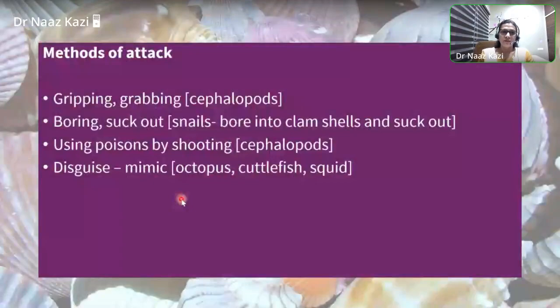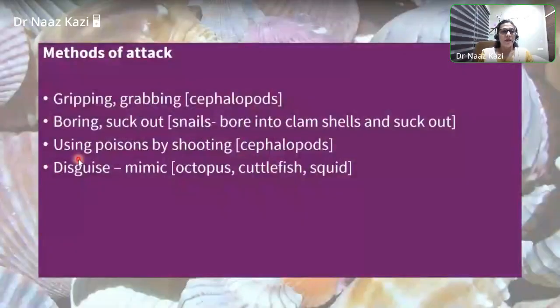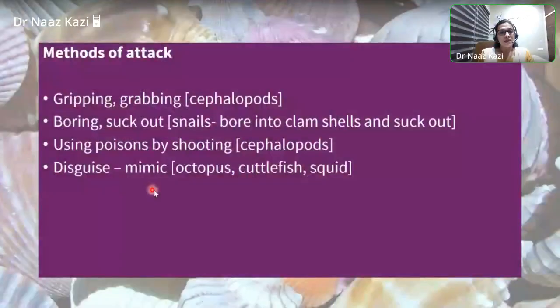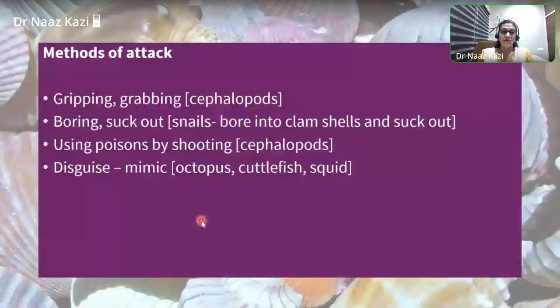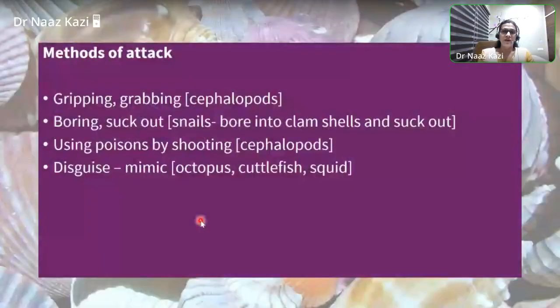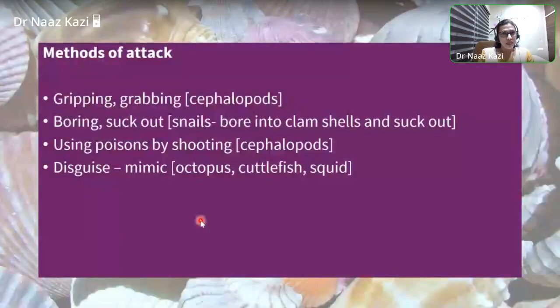They use poisons by shooting. This is a tactic which is used by the cephalopods. Then they disguise or mimic, mostly in the octopus, cuttlefish, and the squid. The cuttlefish and the octopus, mostly the octopus, are great in disguising themselves, mimicking. They turn into some other animal in the sea, or they might even look like a rock. So they use this even to attack and even as a defense mechanism.